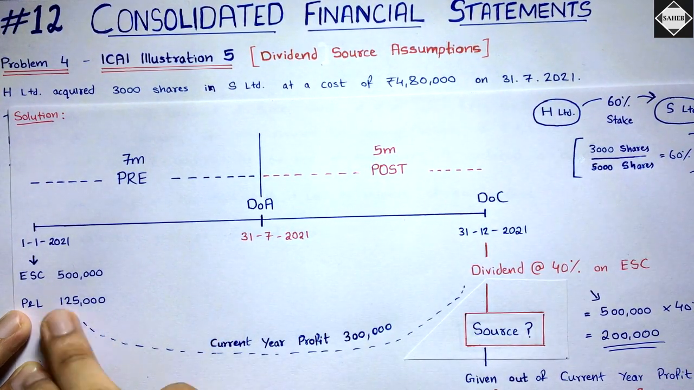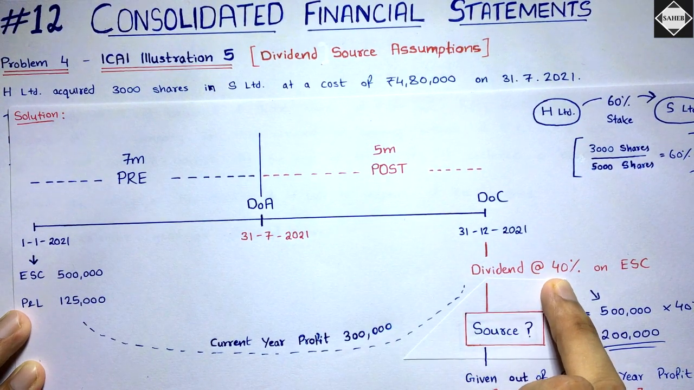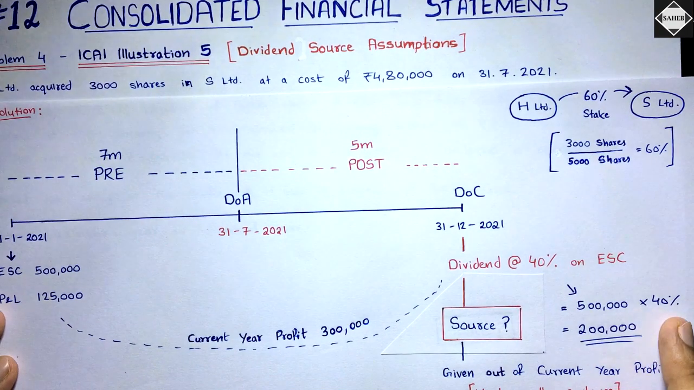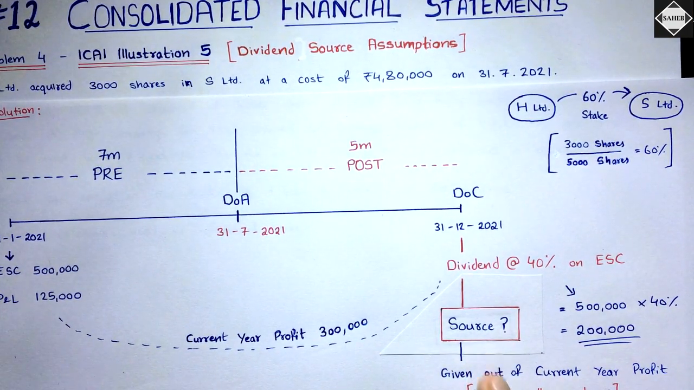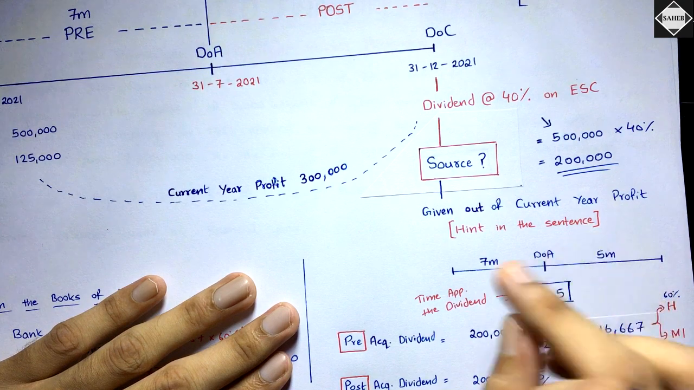Is that clear? So this is the current year profit, and then the subsidiary company declared the dividend of 40% on equity share capital, of course. So 5 lakh into 40%, that is 2 lakh. Now what was the source of the dividend? The source of the dividend was what? Current year profit, isn't it? It was given out of current year profit. There was a hint in the sentence.